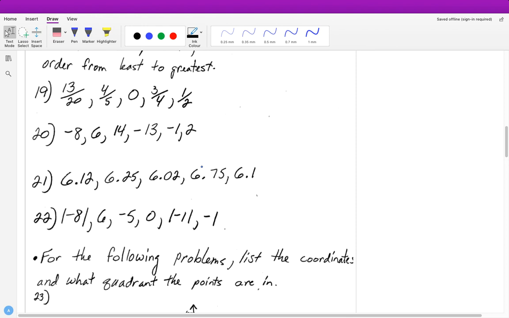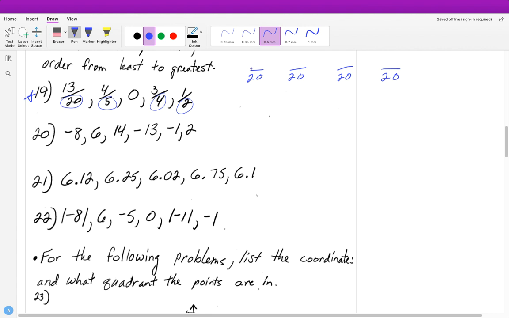All right, the one I'm going to do here is number 19. When I look at this, in order for me to list them in order, I need to first find all my common denominators, and all of these are divisible by 20. So I'm going to write them out here off to the side so that it's easy for me to list them in order.